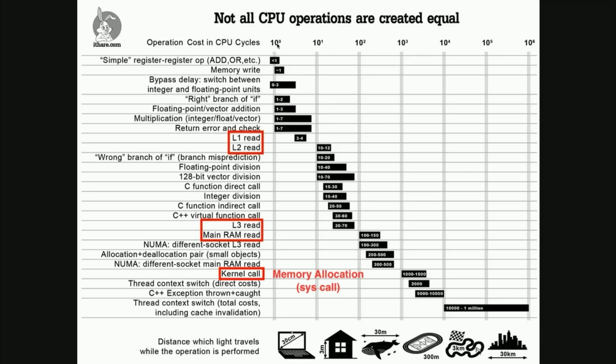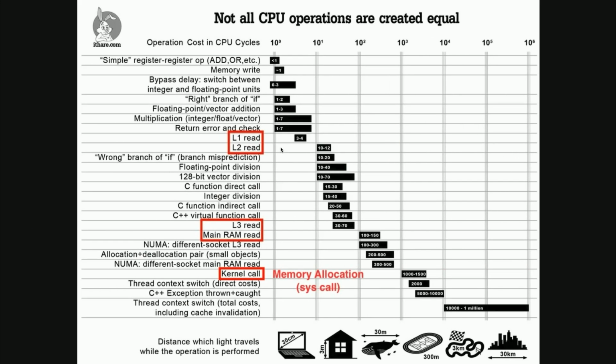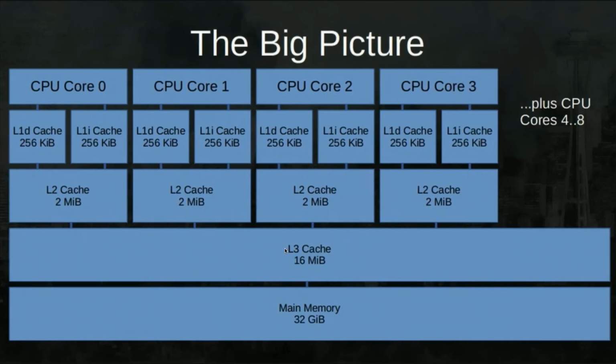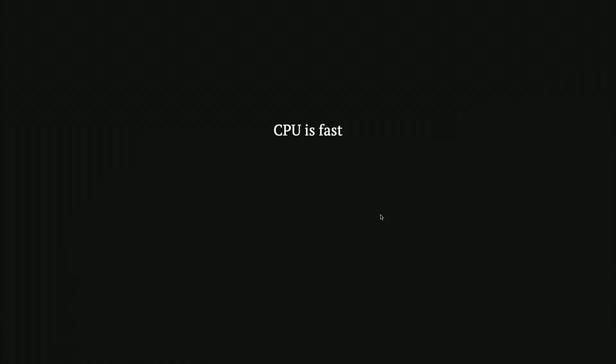So on the scale of 10 times, 100 times, and 1,000 times, math operations happen really, really fast in a CPU. Accessing the L1 and L2 caches, let's say it's 10 times. Then when you go to L3 and main memory, it's 10 times slower. And then when you try to do memory allocation, these are called system calls, like kernel calls, it's 1,000 times slower.